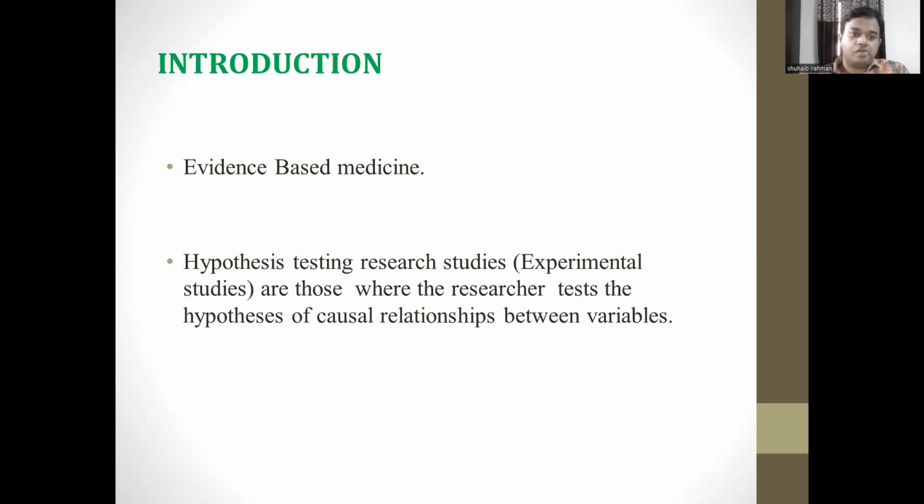So the next thing is hypothesis testing. Hypothesis testing research studies are those where the researcher tests the hypothesis of a causal relationship between variables. You might have heard this in descriptive studies. In the last portion of the descriptive studies, we discussed something about hypothesis. So the final hypothesis testing will be done in this particular step, that is, randomized control trials.